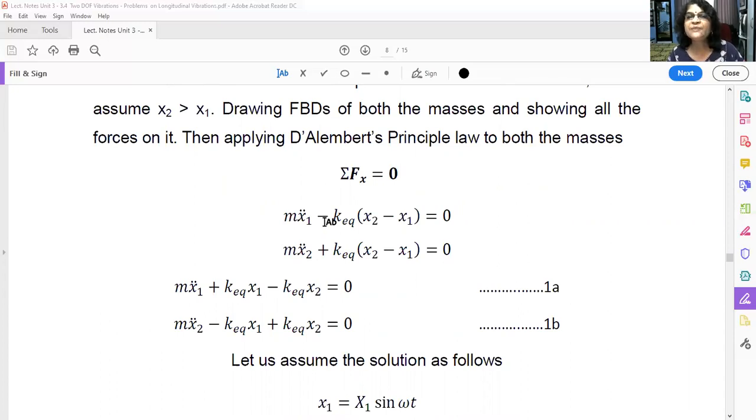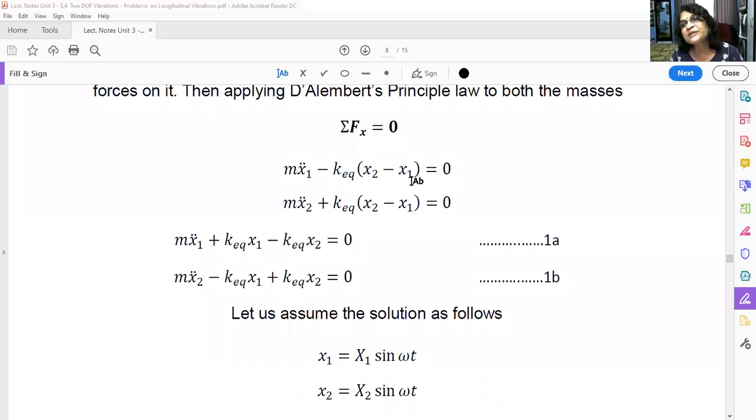Always remember, if this is minus, this is plus. If this is minus, this is plus. Okay. Now again, what procedure do you have to follow? Collect the coefficient of x1 and x2. There is only one coefficient. So m x1 double dot plus K equivalent x1 minus Ke x2 is equal to 0. And the second equation is m x2 double dot minus Ke x1 plus Ke x2 is equal to 0.